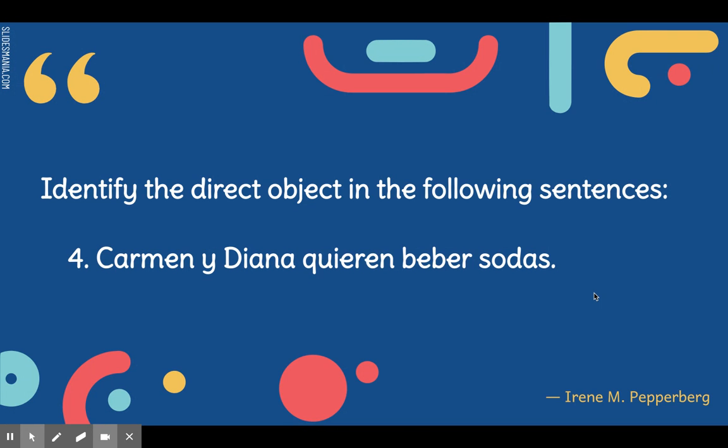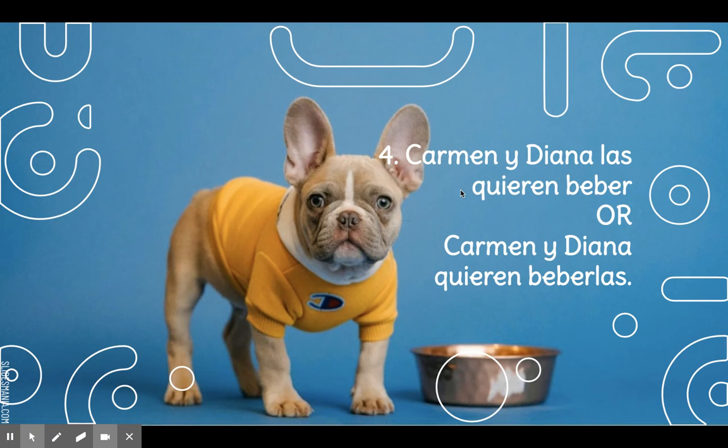I hope you figured it out. We got two options. So I can place my las before the conjugated verb and say, Carmen and Diana las quieren beber, right? Which in English says, Carmen and Diana want to drink them. Or I can say, Carmen and Diana quieren beber las and attach that las to the AR, ER. In this case, it's an ER. Carmen y Diana quieren beberlas. Okay. And they both in English say Carmen and Diana want to drink them, referring to the sodas.